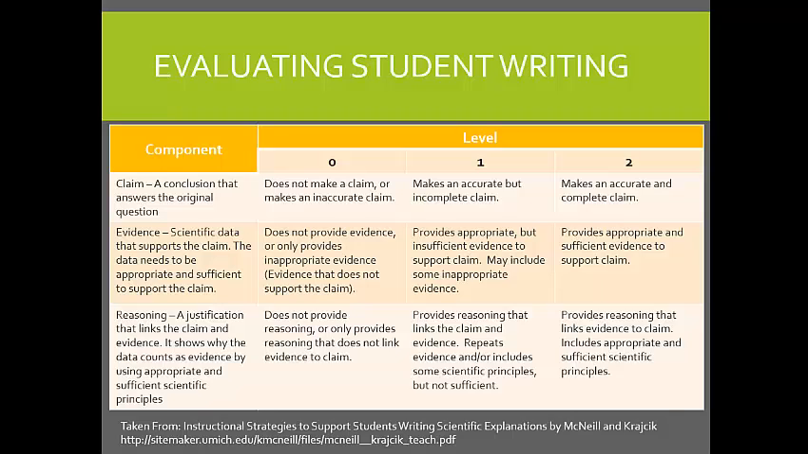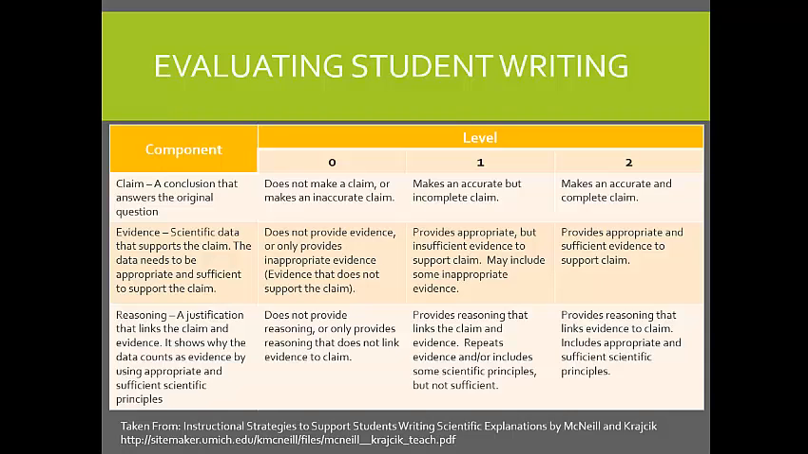They're talking in their paper very specifically about evaluating the claims, evidence, and reasoning, not talking about evaluating the whole package. So this is their rubric, and you can see that for each of the components, the claim, the evidence, and the reasoning, they have a level 0, 1, and 2. With the claim, a 0 does not make a claim or makes an inaccurate claim, all the way up to makes an accurate and complete claim.